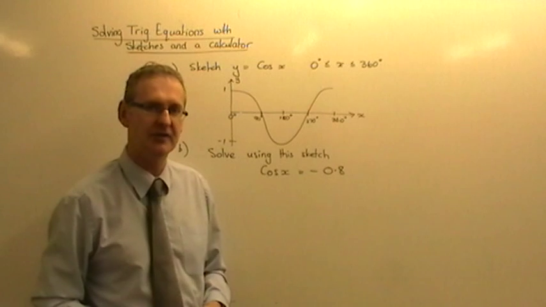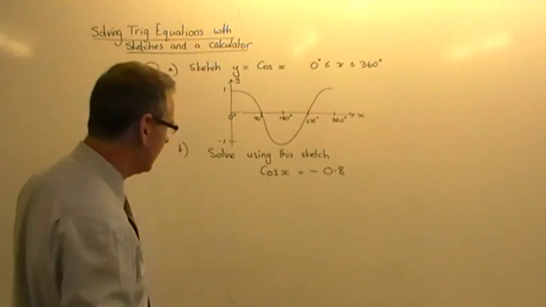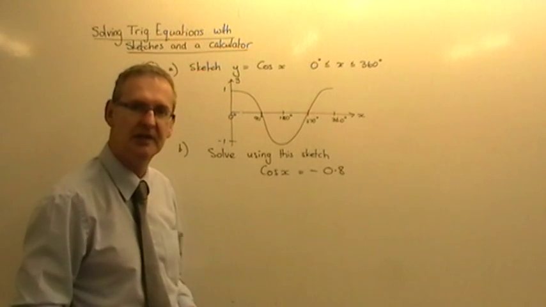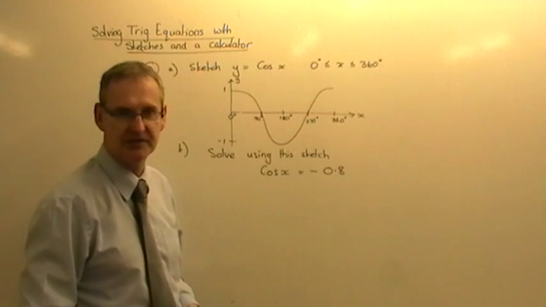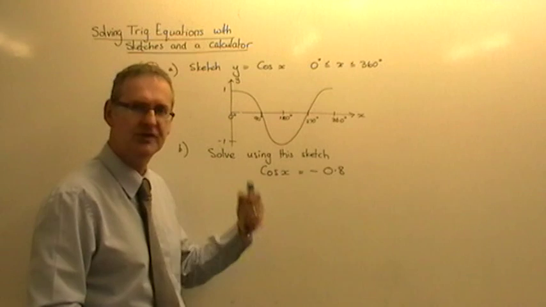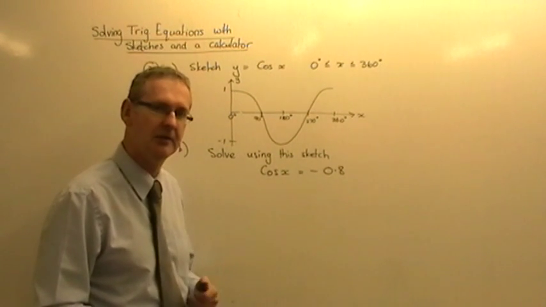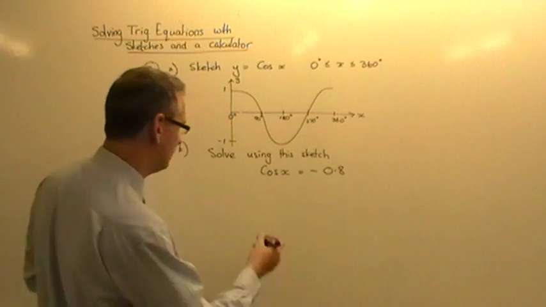Let me show you how this works. Okay, so if I'm going to solve this, I'm first of all going to use a calculator to give the first answer, and then I'll use a sketch with symmetry to find the second answer. At least that's what I'm going to try and do. Let's see what happens when I do this process.